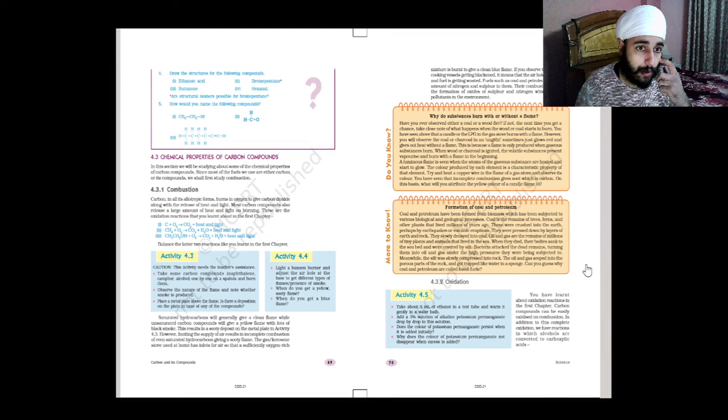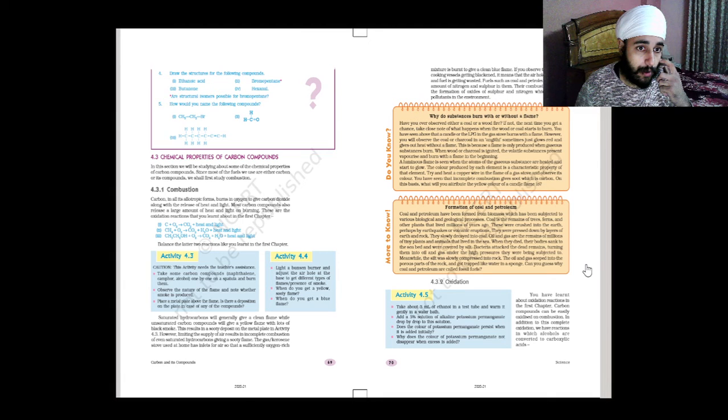Okay, so this results in a sooty deposit on a metal plate. That is for activity 4.3, but the names were not given. Now, the limiting of the supply of air results in incomplete combustion of even saturated hydrocarbons, carbon compounds, giving a sooty flame.